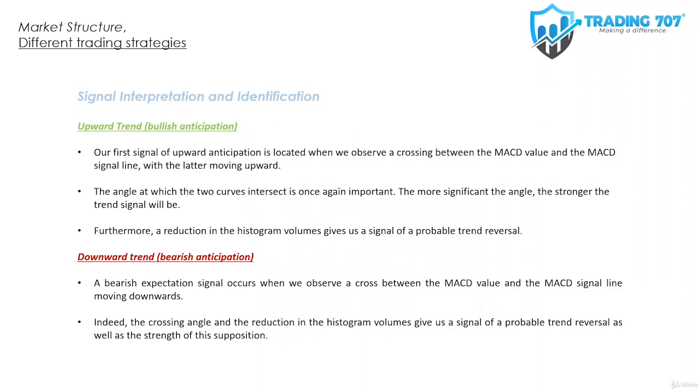Signal interpretation and identification. For bullish anticipation, our first signal of upward anticipation is located when we observe a crossing between the MACD value and the MACD signal line. The angle at which the two curves intersect is once again important. The more significant the angle is, the stronger the trend signal will be. Furthermore, a reduction in the histogram value gives us a signal of a probable trend reversal.